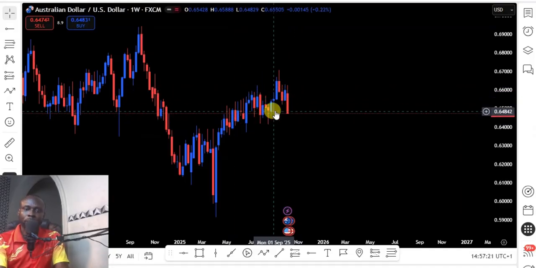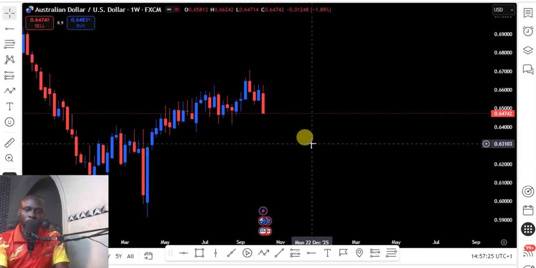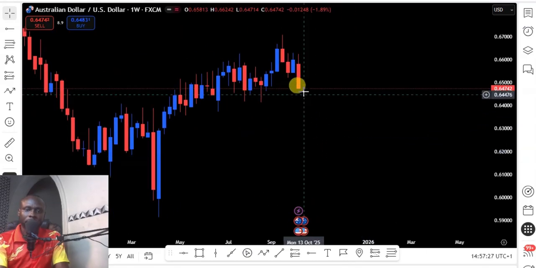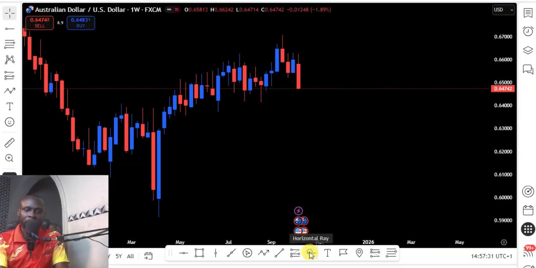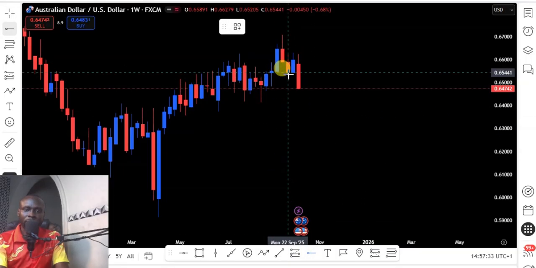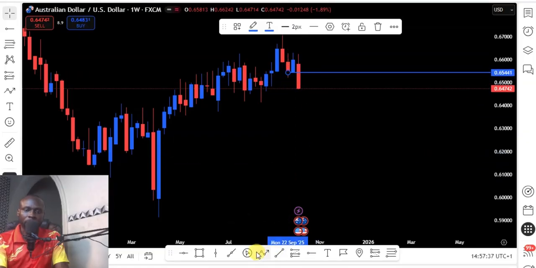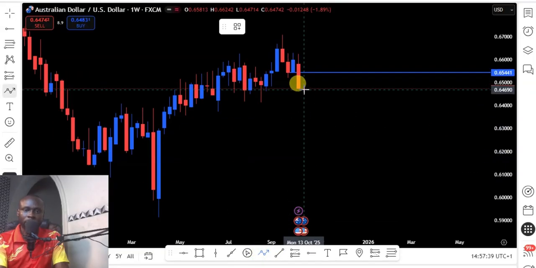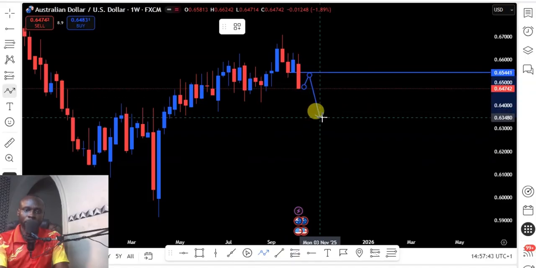So price has dropped to this support level now, and when price dropped to this support level, we also converted this support into resistance, which indicates there must be a retest of this support before we start looking for selling opportunities to the downside. So we expect the Australia USD to do a retest of these levels, then we'll start looking for possible selling opportunity to the downside.